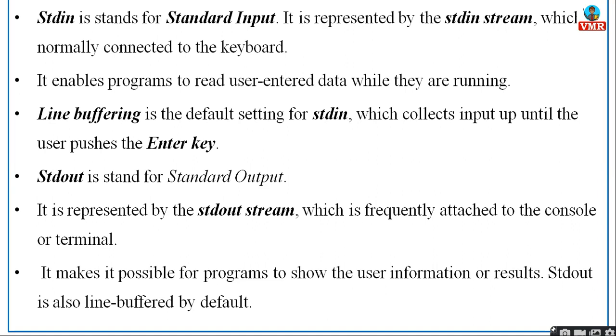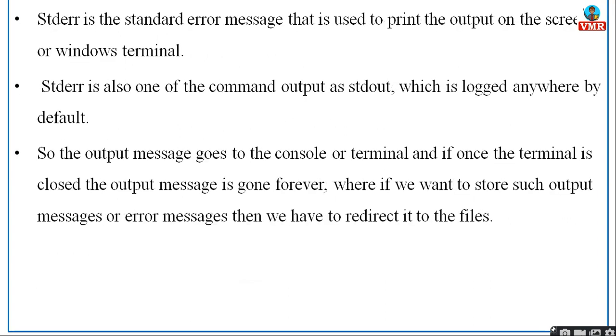As usual, stdin is nothing but taking input. From where do you take the input? From your keyboard, right? And then next, coming to standard out, stdout stands for standard output. It is represented by the stdout stream, which is frequently attached to the console or the terminal. It makes it possible for programs to show users information or results. stdout also uses line buffering by default. Again, why line buffered? You want to give continuous output to the monitor. So that is the reason line buffering is done by default in your stdout.